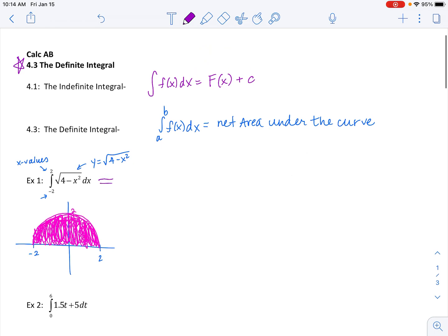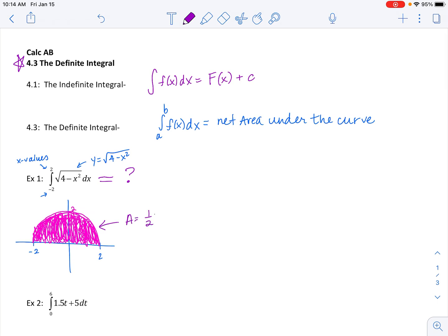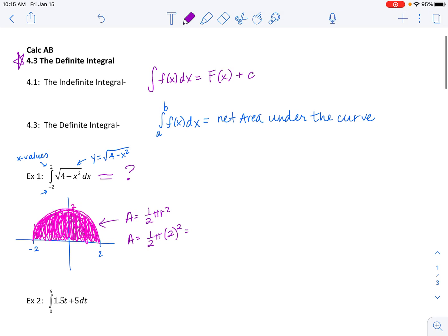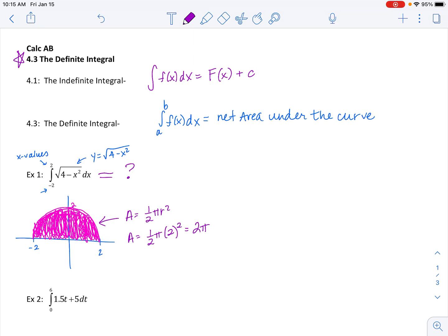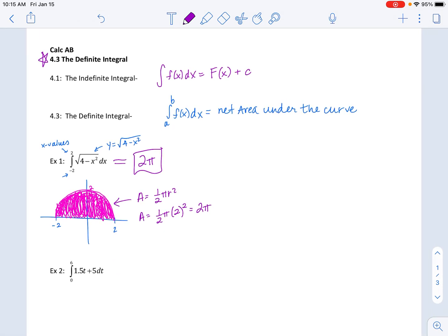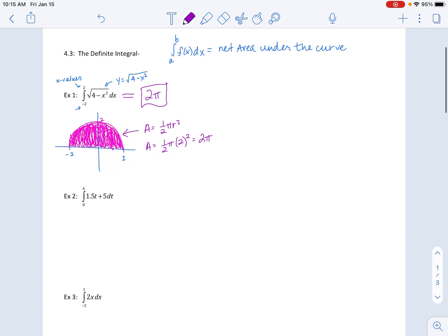In order to come up with the answer to this question, we have to calculate the area of this space. And again, we're going to talk about the net area. We know this is a semicircle and that the area of a semicircle is 1/2 pi r squared. We know that the radius of this circle is 2. Simplifying that, 4 divided by 2 gives me 2 pi. And so my answer to this problem is 2 pi. It's representing that pink space. Nothing too tricky going on. The hardest part of that is probably knowing what the square root of 4 minus x squared looks like.